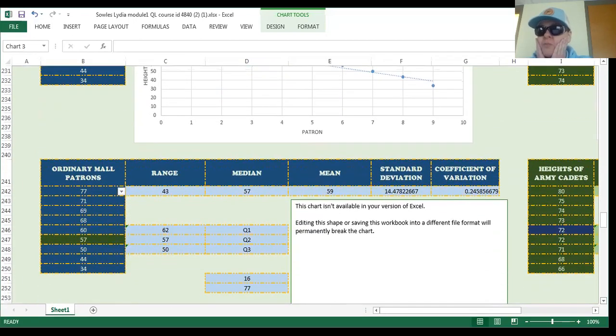Oh no, my chart's missing. I wonder where it went. Chart was eaten by 2013. It does not have the whisker chart.